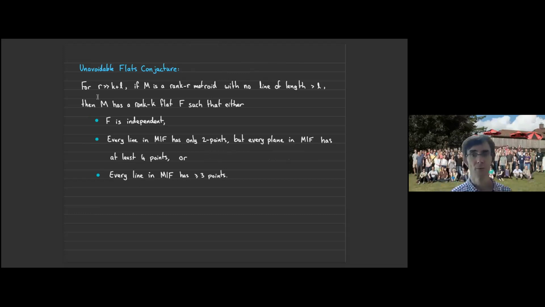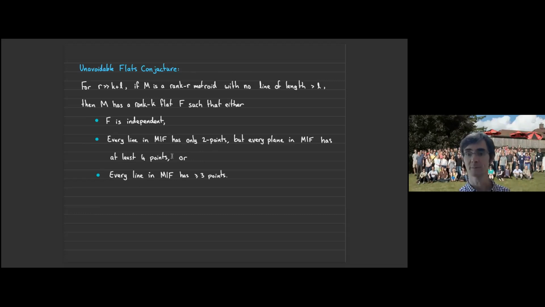Okay, so here's a first guess at a conjecture for the unavoidable flats in a matroid when you bound line length. So obviously one thing you could end up with is large independent flats. These are great. We love those. And then the conjecture is saying that what we saw in the case of binary matroids, the same kind of thing could happen. So you might have a high rank flat that doesn't have any 2-point lines. All the lines have length at least 3. Or you might have a high rank flat where every line has 2 points, but you don't have any 3-point planes.